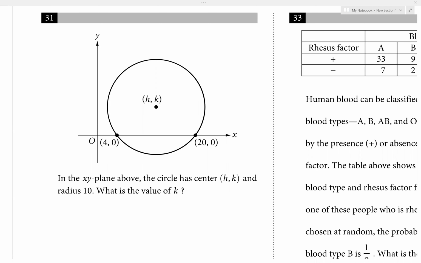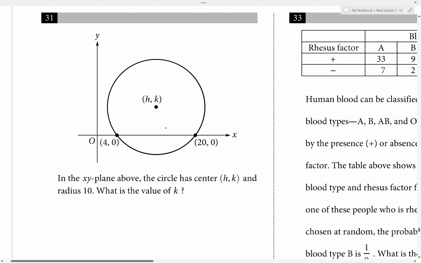All right, number 31. In the xy plane above, the circle has center h comma k and radius 10. What is the value of k? Okay, so the k value is the y value of the center. So that's what we're trying to figure out. That's where the center is.